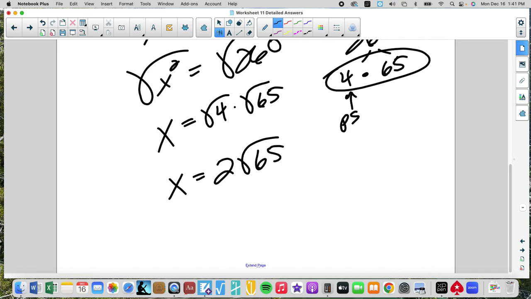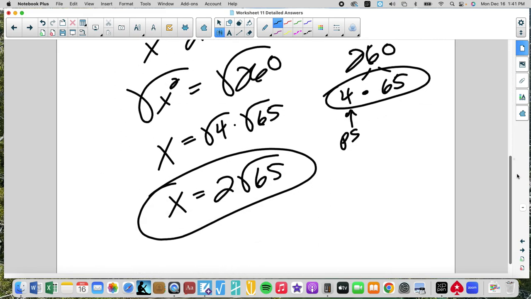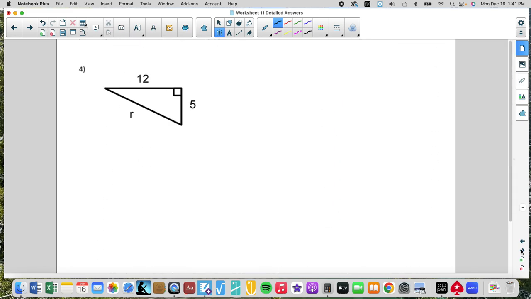So this is the length of the missing side. Actually, I don't think it's x. Oh, it is x. Good. So the missing length, the leg, is 2 rad 65. You can't simplify that any further.